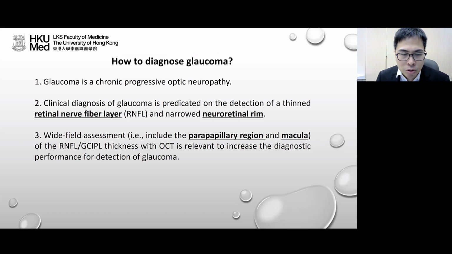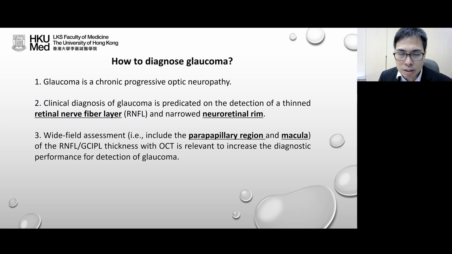So to conclude the first part, we need to be careful when we evaluate glaucoma. We don't need IOP to diagnose glaucoma. We don't need visual field to diagnose glaucoma. Cup to disc ratio is not very sensitive because it varies with the optic disc morphology and optic disc size. So that's why the current standard for diagnosis of glaucoma relies on retinal nerve fiber assessment and neuroretinal rim assessment.